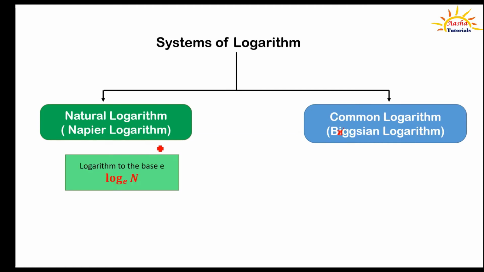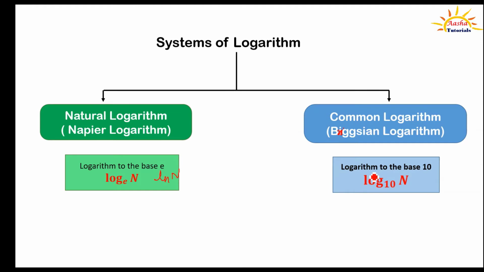The natural logarithms are represented as logarithm to the base e. Logarithm to the base e, that is natural logarithm. It is written as log of this number to the base e, or many times this is written as ln of n. That means it is natural logarithm of number n. And common logarithm, that is logarithm to the base 10. Log of the number to the base 10. It is written as log of n to the base 10.